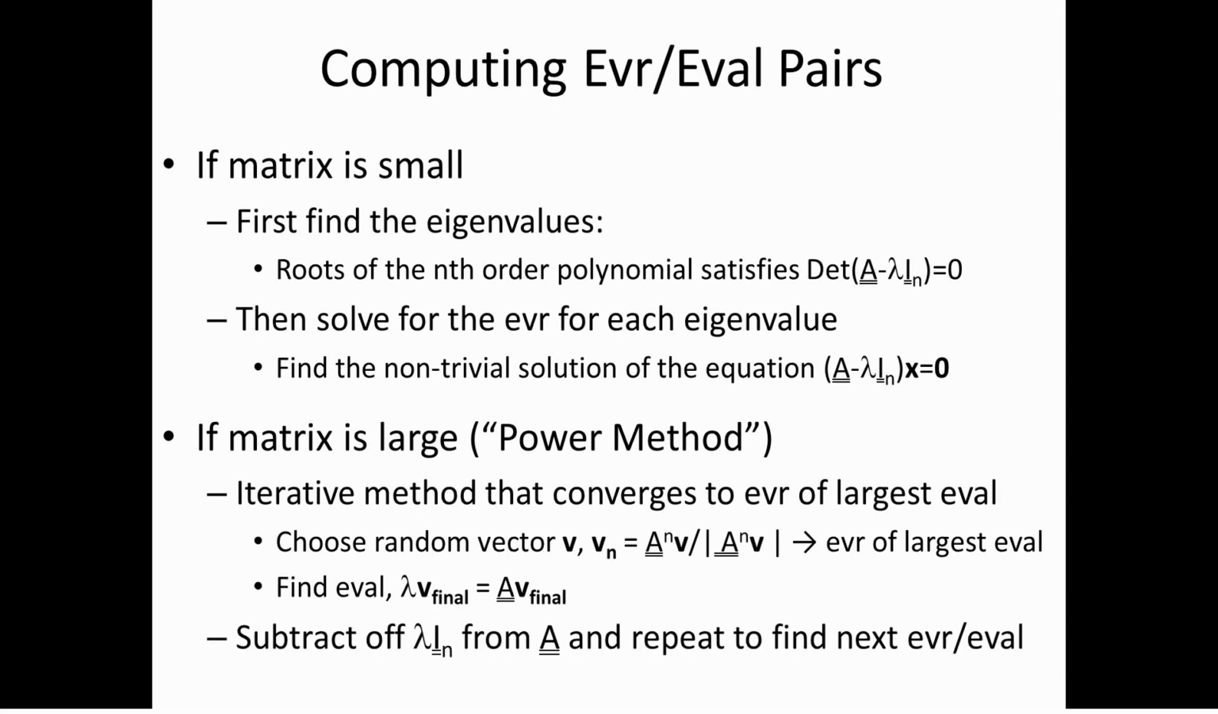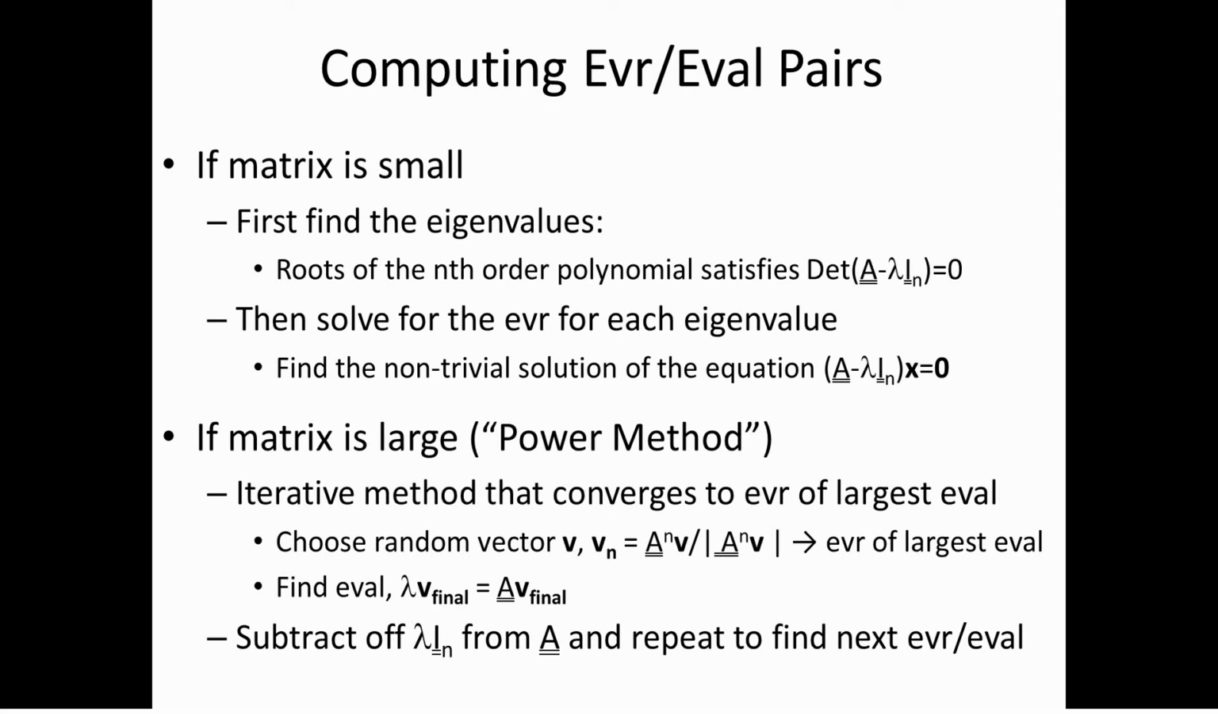Now, when we want to find the next eigenvector and eigenvalue, we simply subtract off lambda_1 times its outer product from A, where lambda_1 was the largest eigenvalue. And we simply repeat our method with this new matrix, and this will find us the eigenvector for the second largest eigenvalue, and so on and so on. Okay?